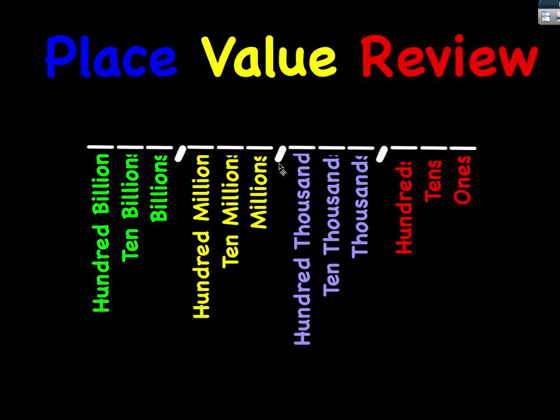Each comma actually has a name as well, and it's named after the family. So this comma is known as the billions. This comma is known as the millions. And this comma is known as the thousands. Notice that every time you're going to have 3 numbers between commas, except for the ones at the very end. You might just have 1 or 2 or maybe even 3.